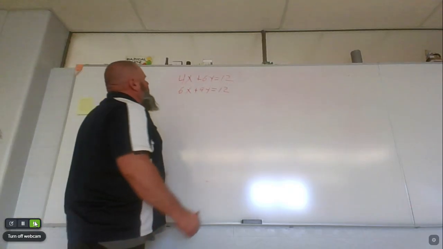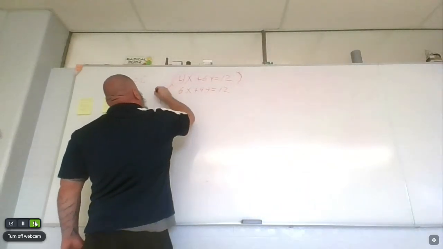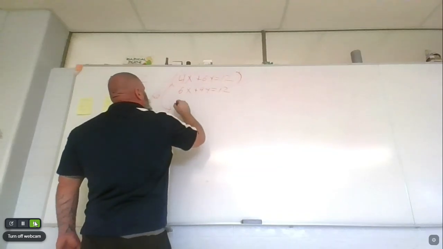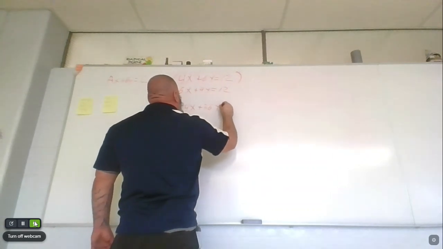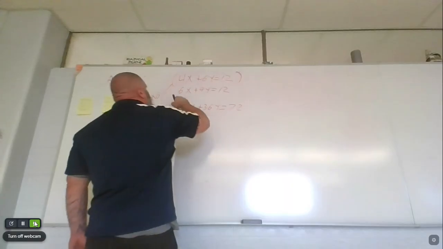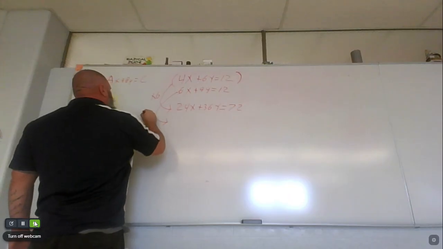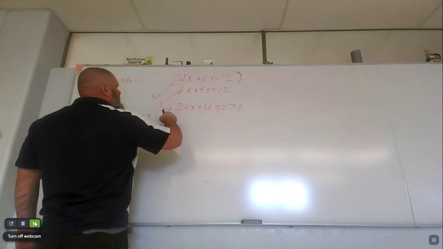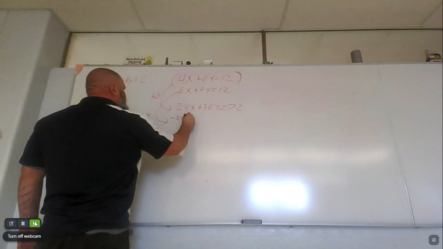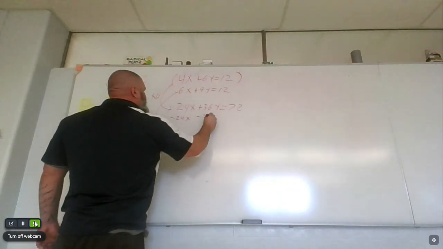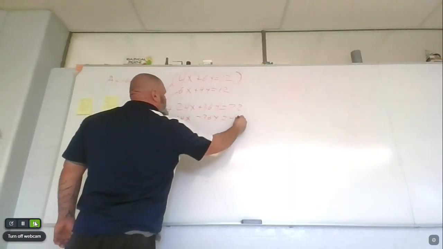Well, if I take this top one and I multiply it by 6, 6 times 6, I will get 24x plus 36y equals 72. Now this bottom one, if I multiply it by 4, I'm still going to have a positive. So I'm going to multiply it by a negative 4. Multiply this by a negative 4, you get negative 24x minus 36y equals negative 48.